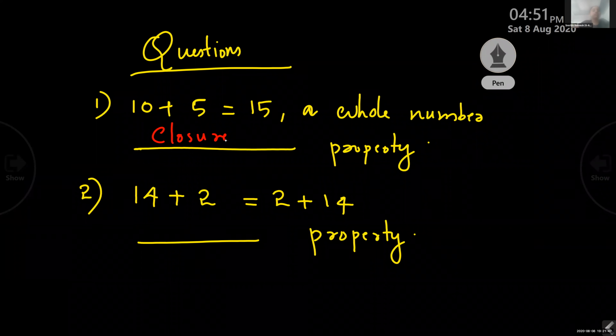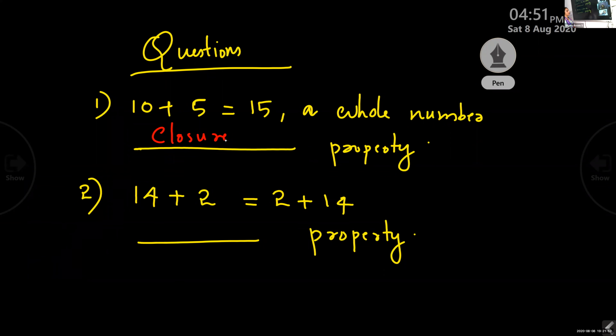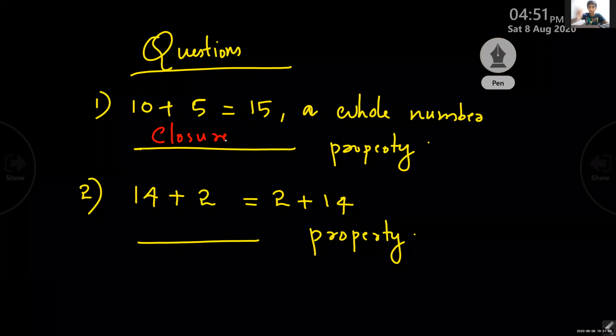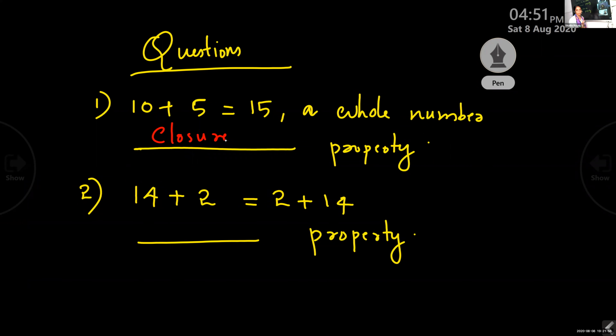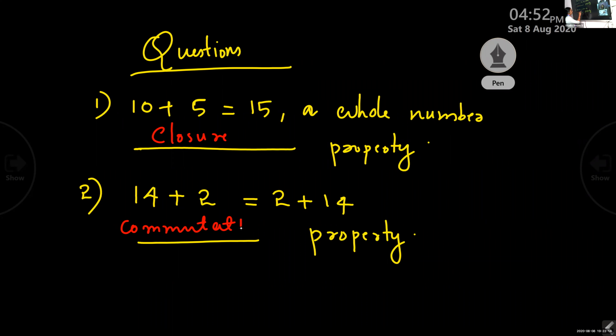And 14 plus 2 equal to 2 plus 14. Commutative property. Somebody said commutative. Who is that? Francis, sorry, ma'am. What is that property, Francis? Commutative. Okay, no problem. So the answer is commutative property.